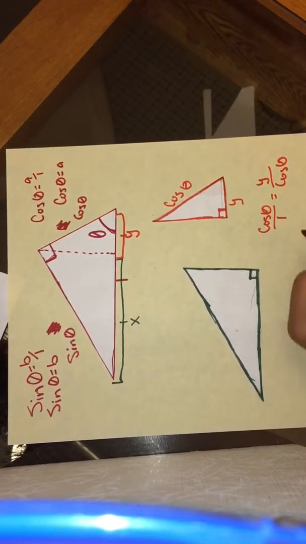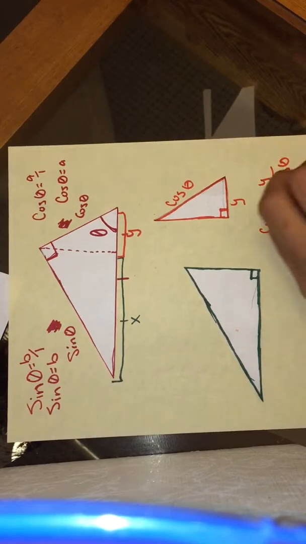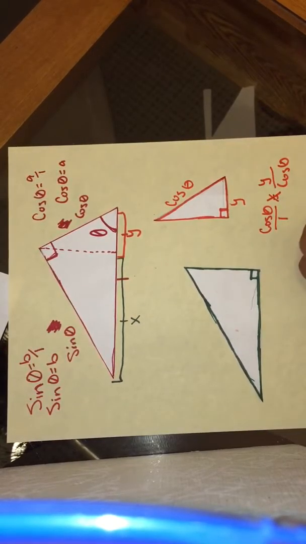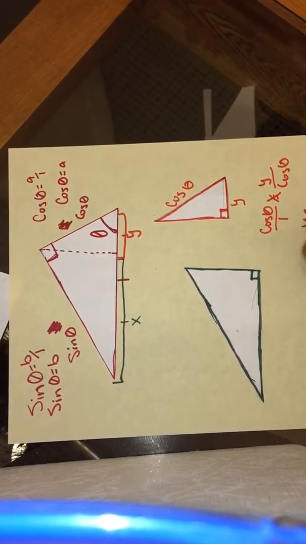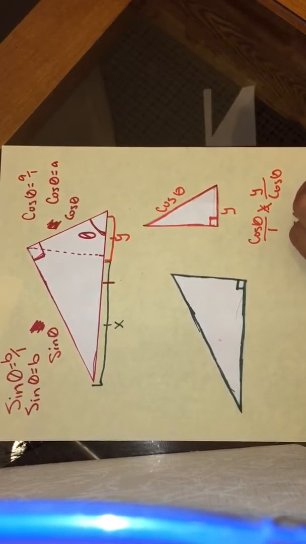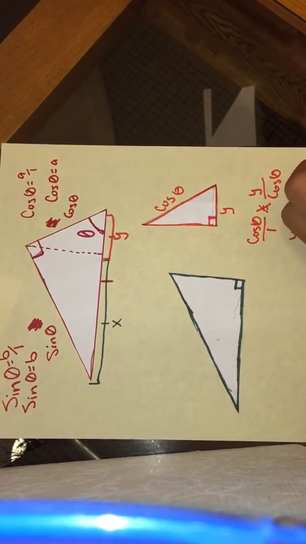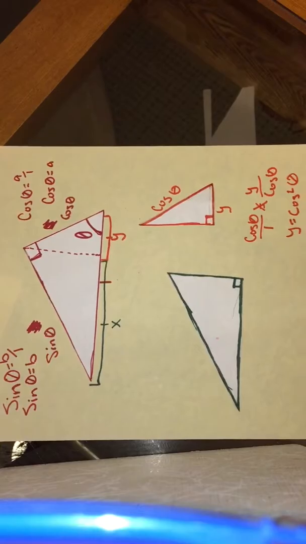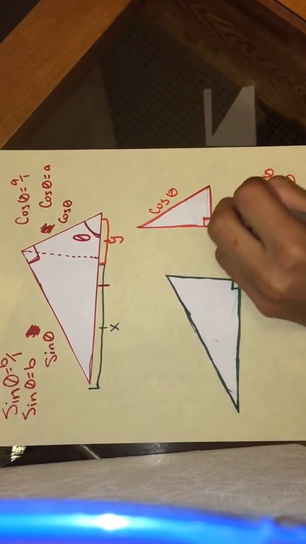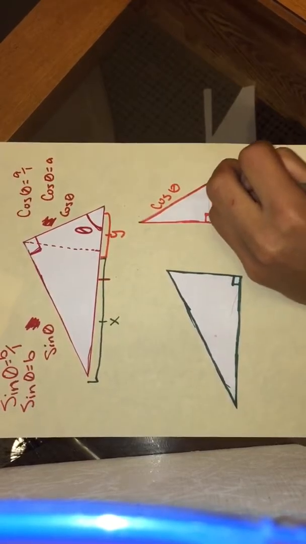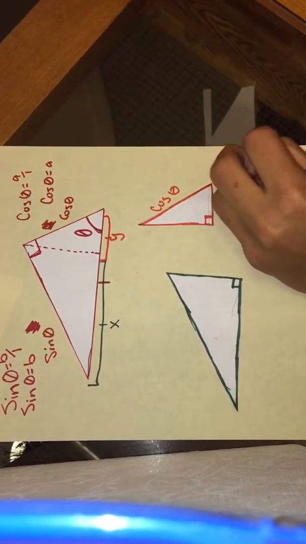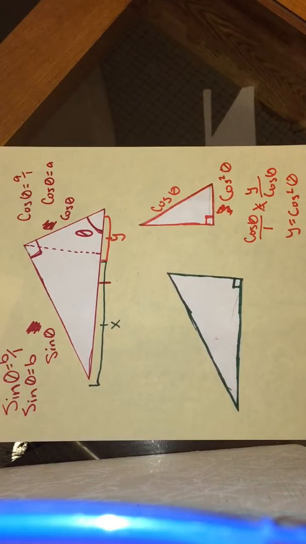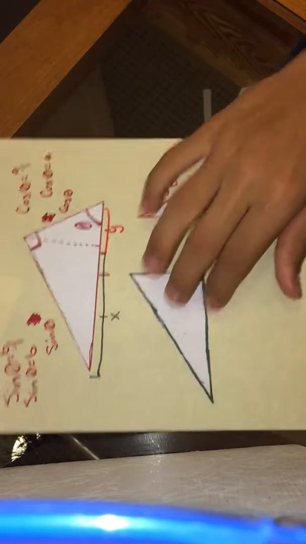So now we have our proportion. What we're going to do is cross multiply, and the cross multiplication gives Y equals cosine squared theta. So now we know what Y equals. So now we can cross out Y and put cosine squared theta. So now we figured out the Y.